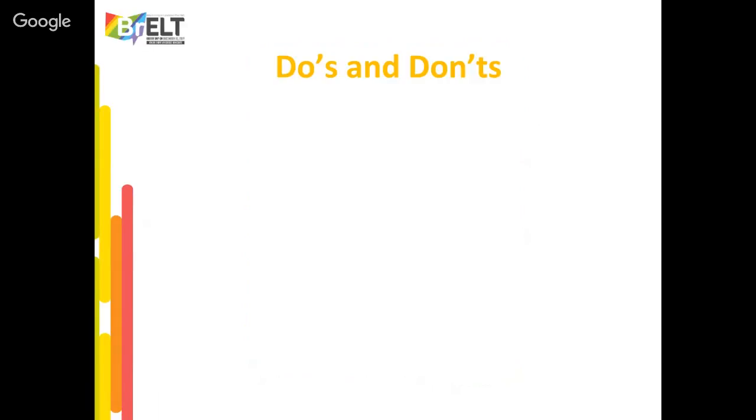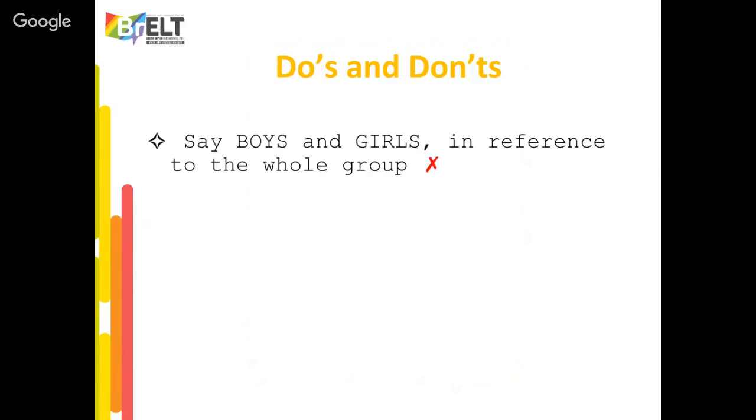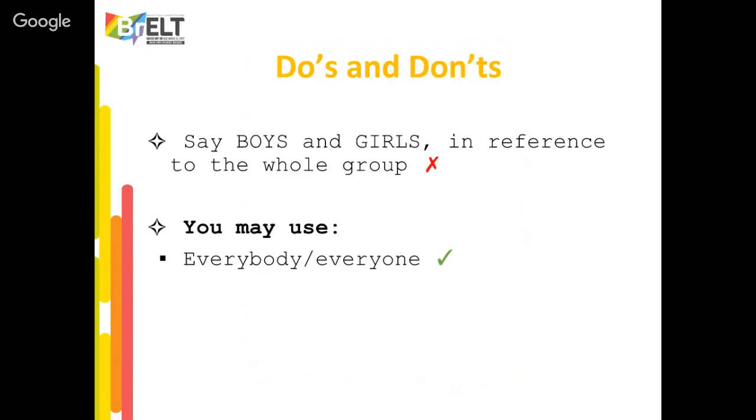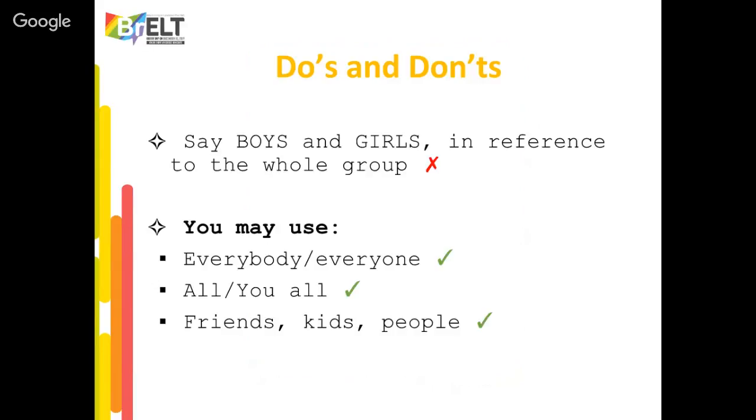Something else which is really common in the English classroom environment is saying boys and girls in reference to the whole group. Now, don't do that. I mean, as I said before, you can see your students from the outside, but you have no idea who they truly are. So instead of saying boys and girls, why not say everybody or everyone? When we say good morning, for example, this is very typical. We enter the classroom and we say, good morning, ladies and gentlemen. No. Okay, so why not everybody? Good morning, everybody. Good morning, everyone. Or good morning, you all. Or all. Friends, kids, people, folks, okay?